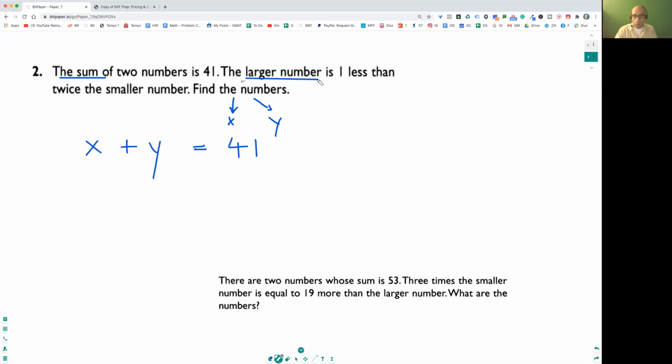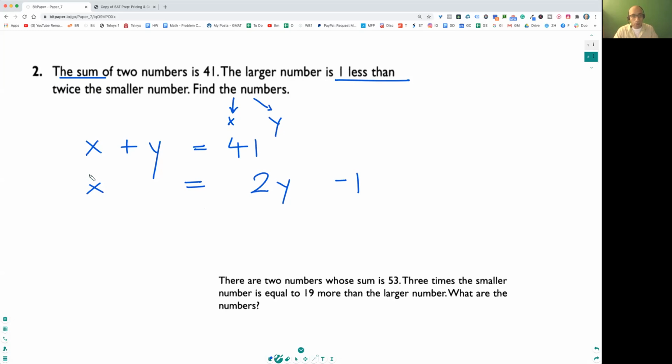And now the larger number is 1 less than twice the smaller number, right? Remember, it's 1 less than twice the smaller number, okay? So what do you do now? Let the larger number be X. X is equal to 1 less than twice the smaller number, like this, okay? Right? It's not less than the smaller number. It's less than twice the smaller number. Okay, so X is equal to 1 less than twice the smaller number.